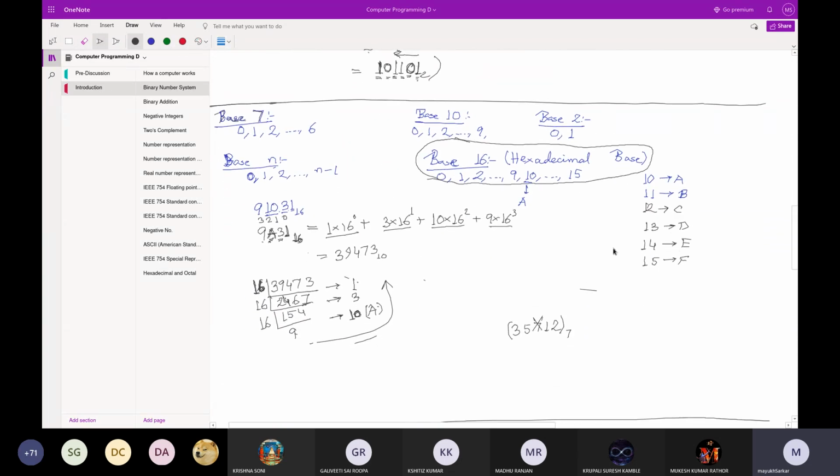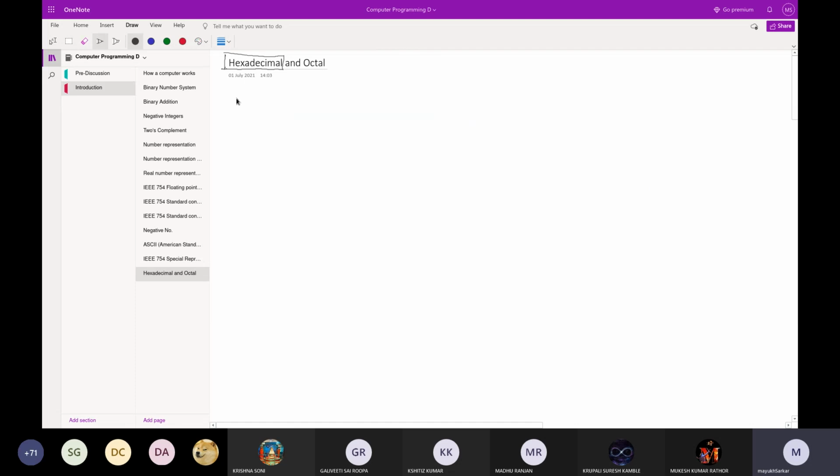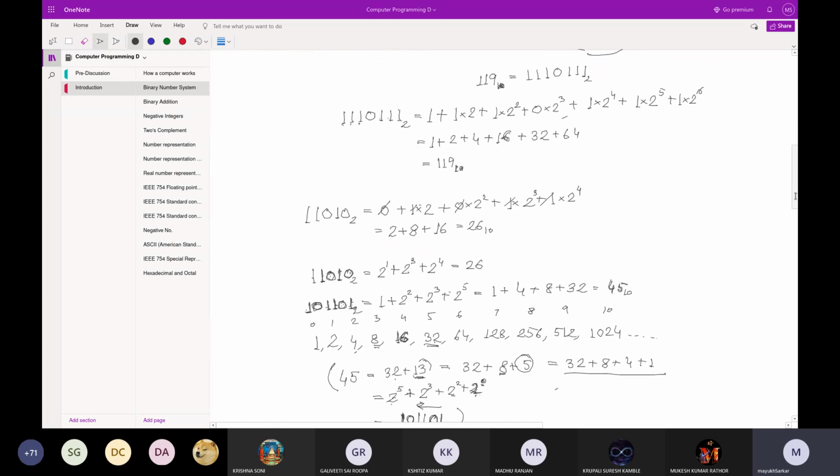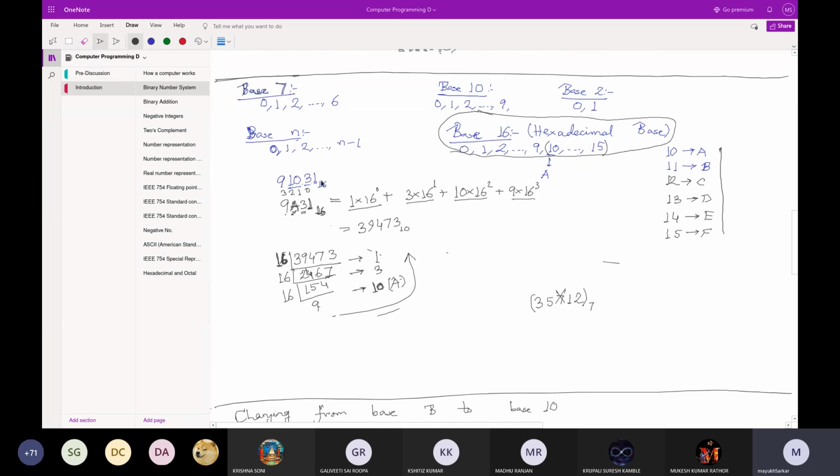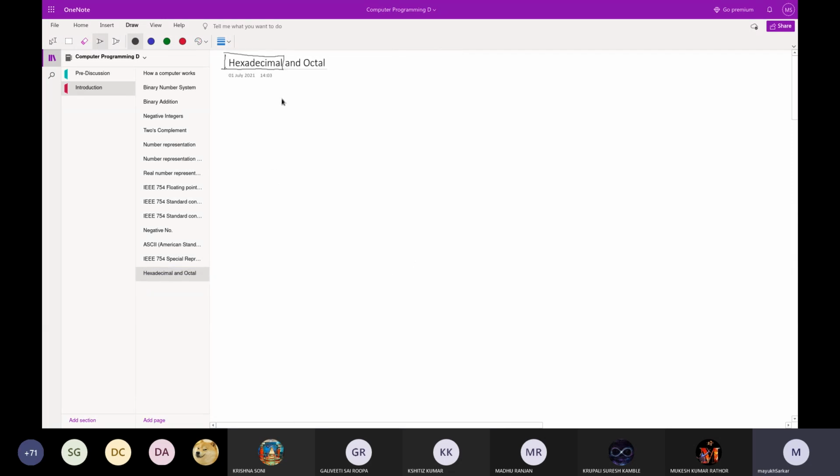And for the digits from 10 to 15, we employ the alphabets from A to F. Let me write this here again. If we take the same number, to keep the discussion continuous, 39473, as a recapitulation, I'll divide by 16. Obviously I'll use my calculator. You can do the same as well.